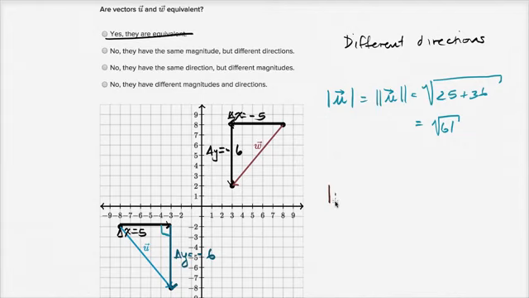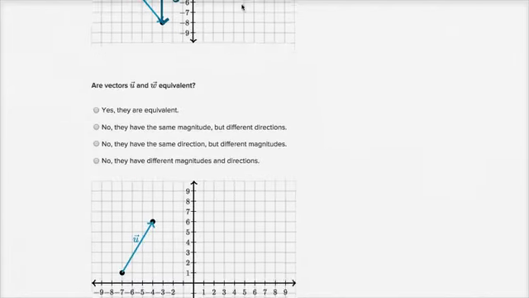Now what about vector w? The magnitude of vector w, I could use those double bars, is going to be the square root of -5 squared, which is 25, plus -6 squared, which is 36. Well, that's going to be the square root of 61 as well. So they have the same magnitude, but different directions. Yep, that's the choice we like. Let's do one more of these.